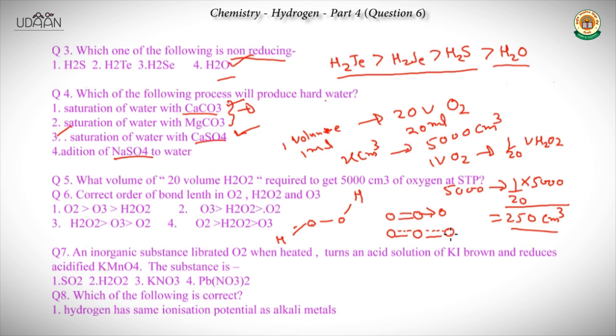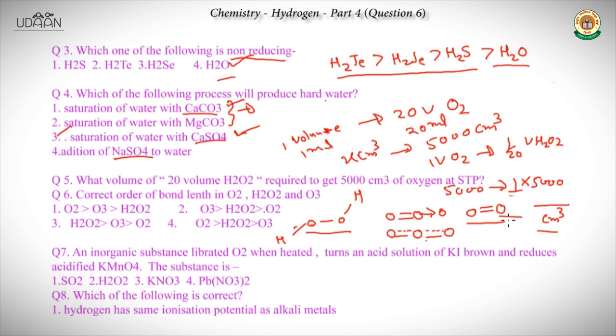Okay, and the third one will be O2. From here we can see that between two oxygen atoms there is only a single bond. Here is a partial double bond, and here is a complete double bond.